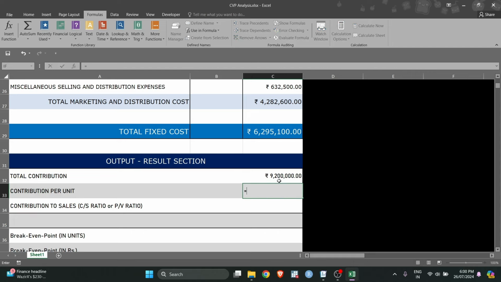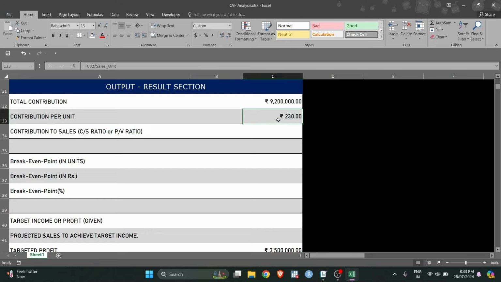Contribution per unit is equal to total contribution divided by quantity, sales unit. Next thing we want to find is contribution to sales. This is nothing but total contribution divided by total sales, which is my total revenue. Hit enter. I can convert this into percentage form, maybe up to 2 decimals. So this is what I've got. Now I want the break-even point in units, which means I want quantity, and in revenue. So let's see how it happens.